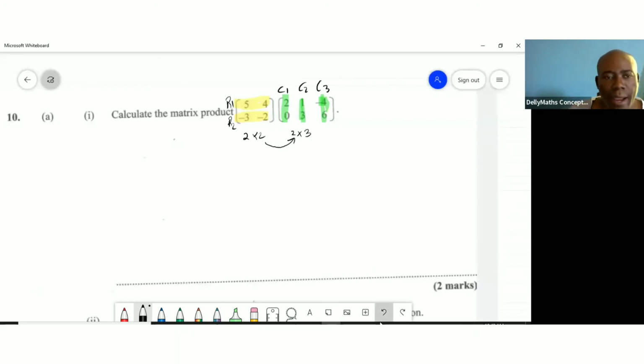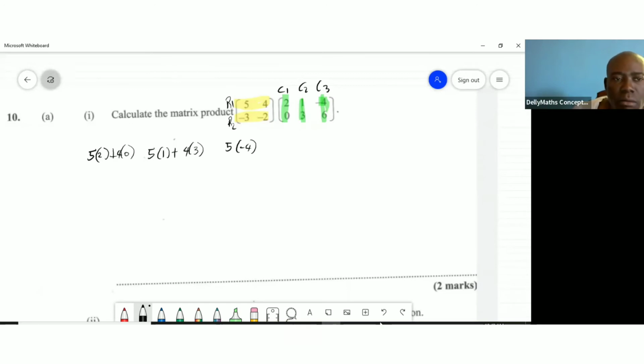All right, so we're going to embark on that idea right about now. Remember, row by column, so that's what we're doing. So row 1, 5, 4. It's going to be 5 times 2 plus 4 times 0. That's row 1, column 1. Still in row 1, 5 times 1, I'm now in column 2, plus 4 times 3. So row 1 has just exhausted column 2. Row 1 will exhaust column 3: 5 times -4 plus 4 times 6.